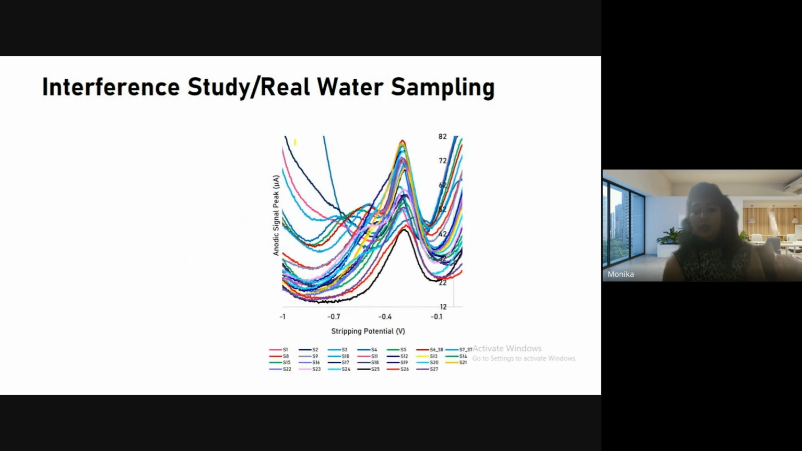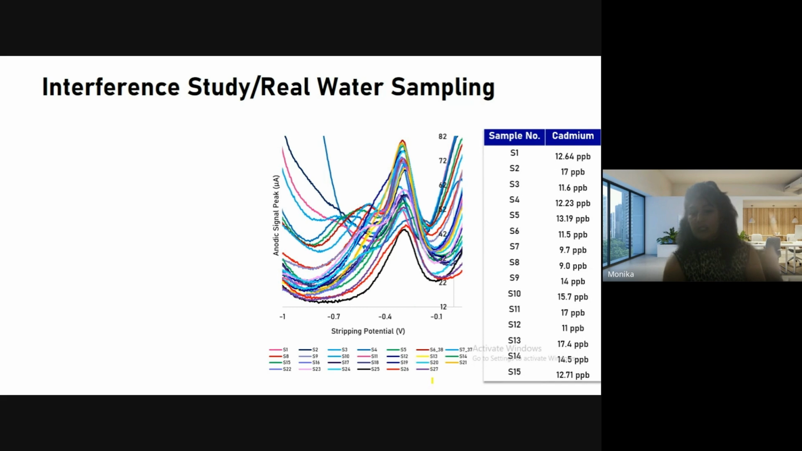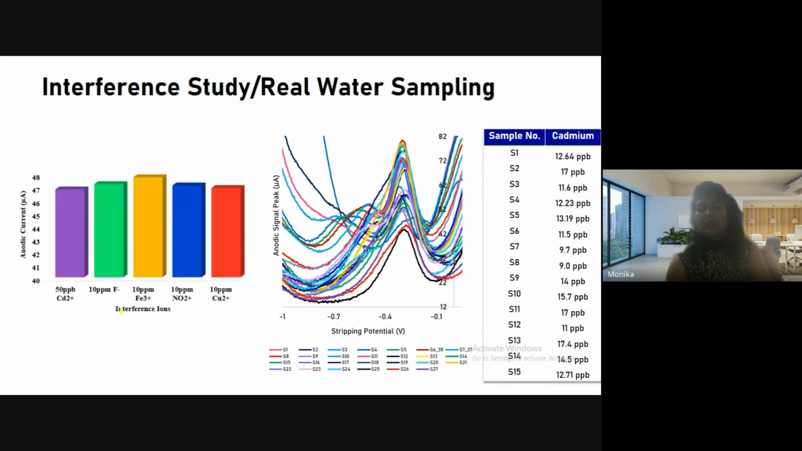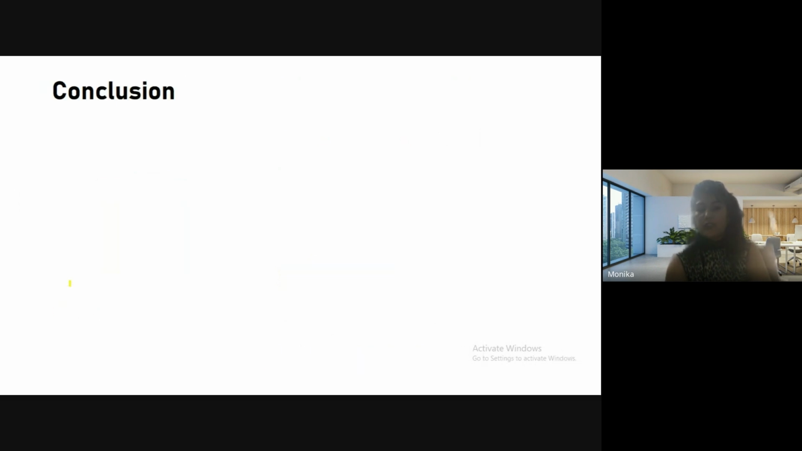Also, for the interference study, I have taken real samples from the Panipat region, Haryana. That is a textile hub where a large number of industries are running, and in the literature there is a presence of cadmium ion. So among 27 collected samples of the Panipat region, 15 were found to contain cadmium. And also at lab scale, I have taken different foreign ions like fluoride, iron, nitrate, copper. Using these interferents, my cadmium signal is not affected, so the sensor is free of interference.